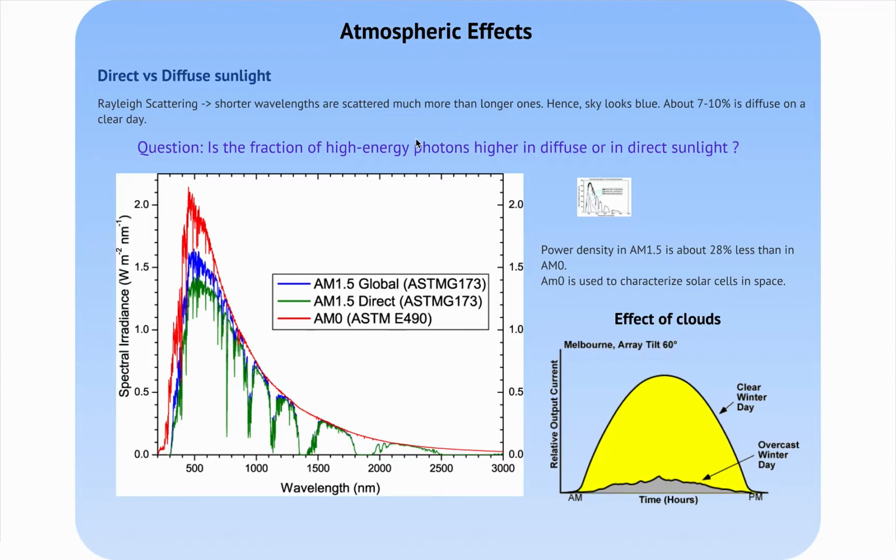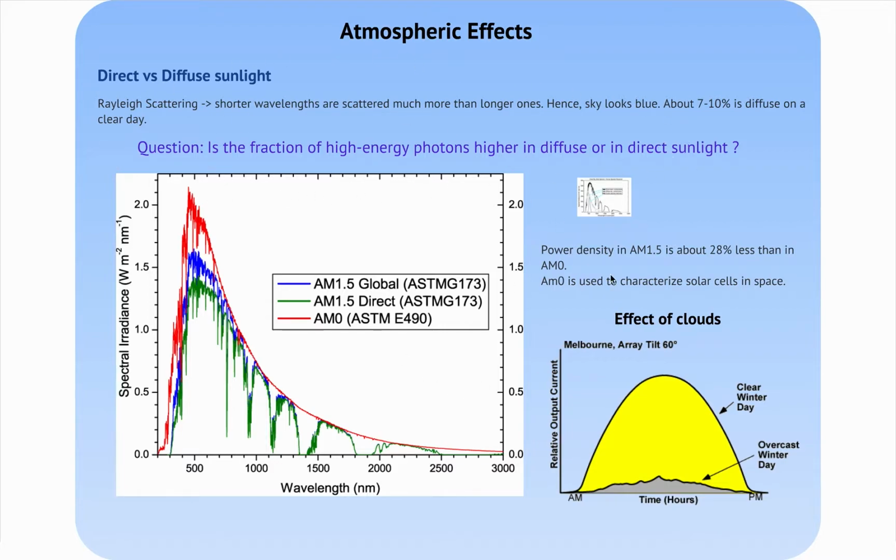Let me explain this question. First of all, if you look at diffuse sunlight, are there more high energy photons or low energy photons compared to direct sunlight? Okay, and the answer is actually in this statement right there. So I will let you all think about that.